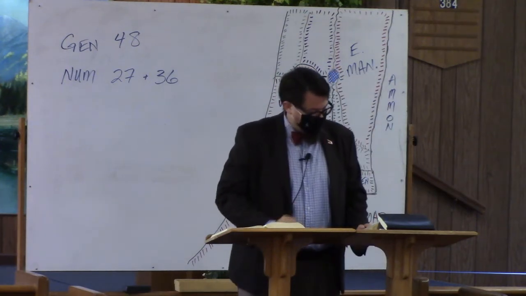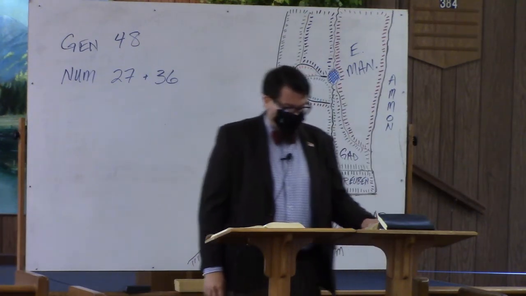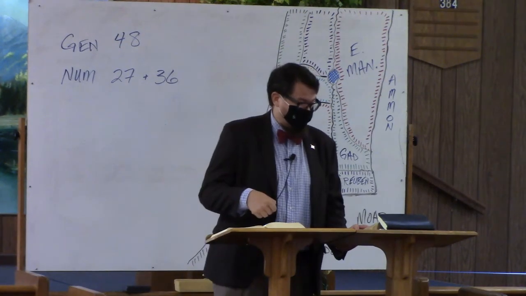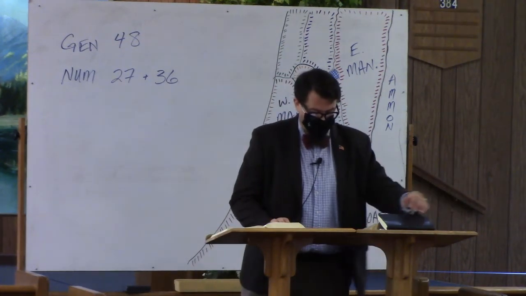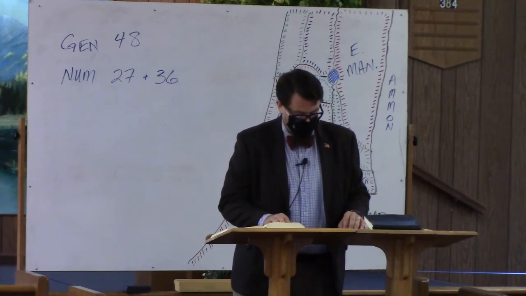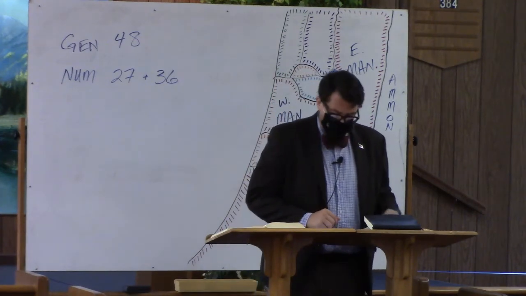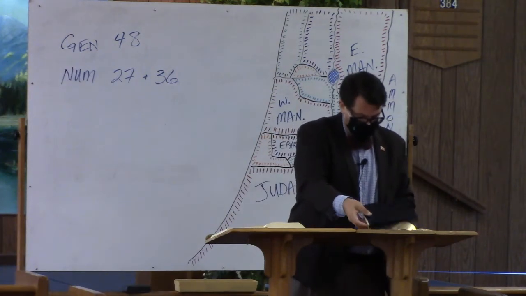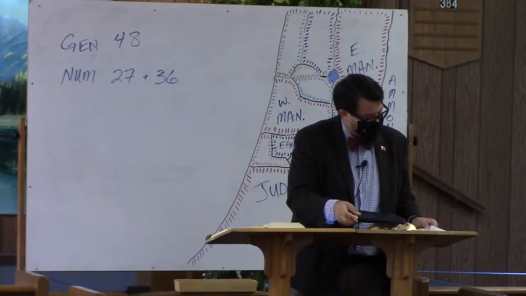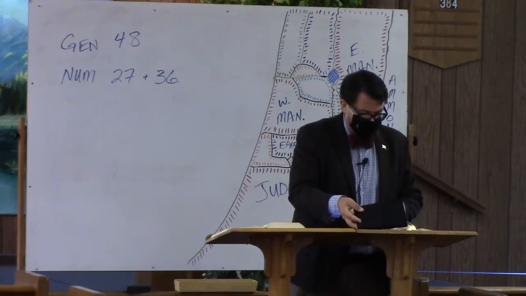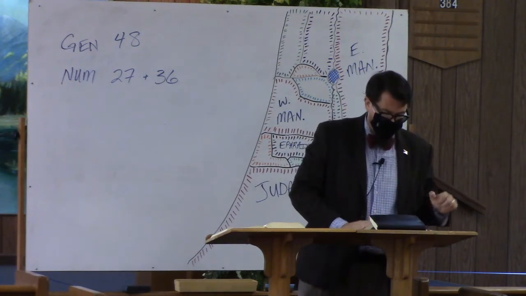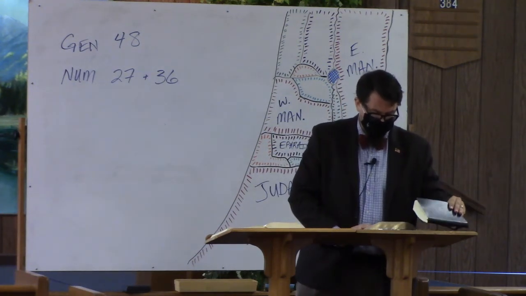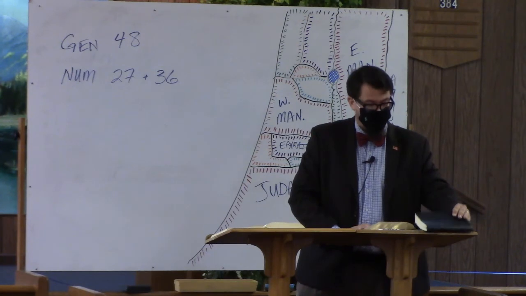But again, this complicates things on the west side of the river, because now we have gone from 6 portions to 10 portions on the west side of the river for Manasseh. In most of the rest of the chapter, the boundary of Manasseh is described. Let's go ahead and read that real quick, and we'll wrap up.